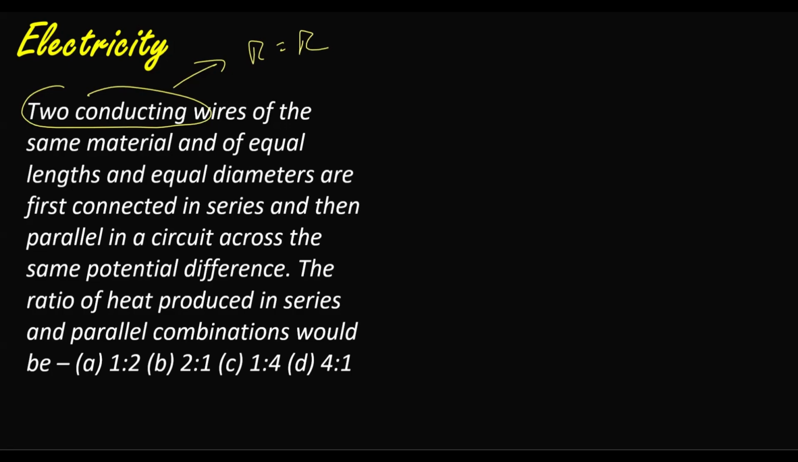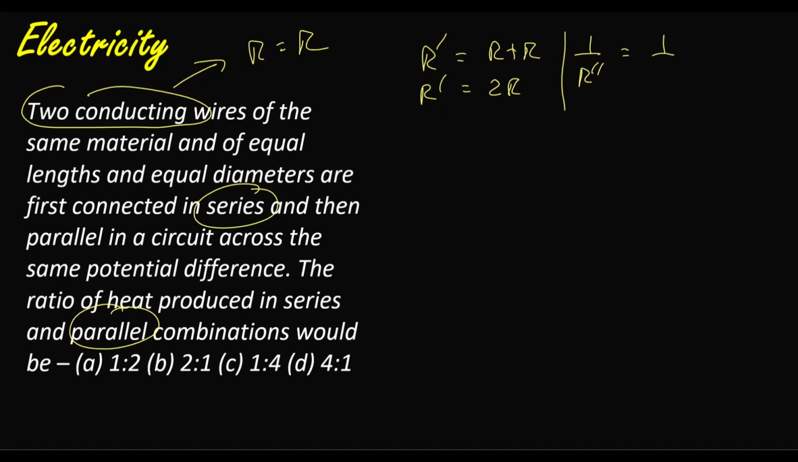Now, first, these two resistors are connected in series. So let's figure out how much is the total resistance. So total resistance, say if I use R dash in series, will be R plus R. So the resistance in series comes out to be 2R. And when they are connected in parallel, 1 over R double dash is 1 over R plus 1 over R, so this is 2 over R. So by cross multiplication, R double dash will be R over 2.